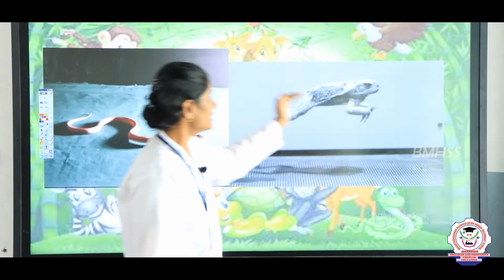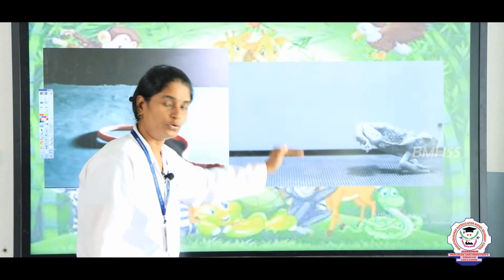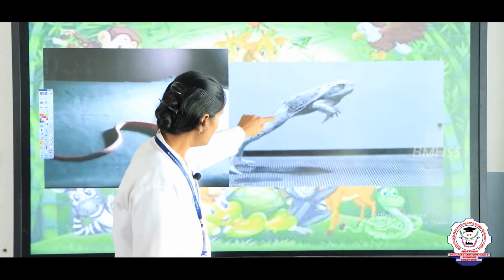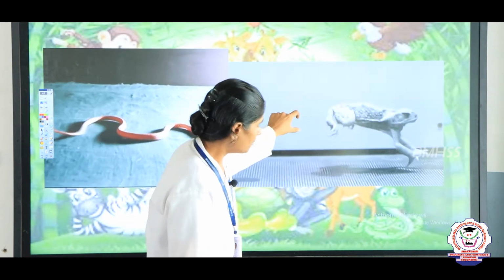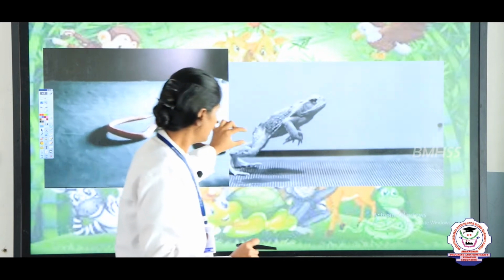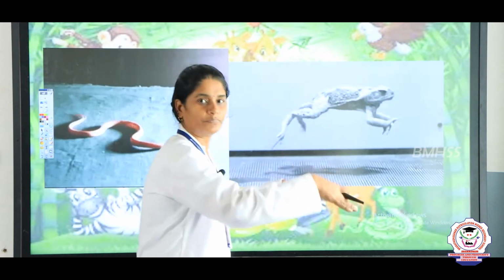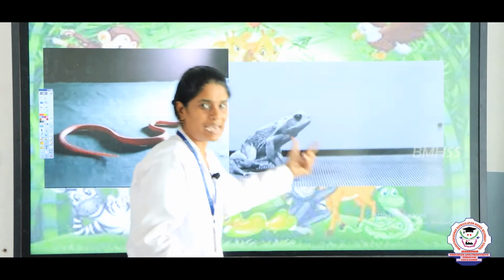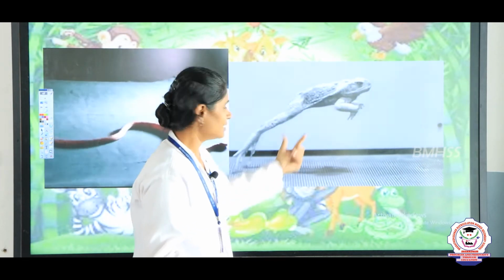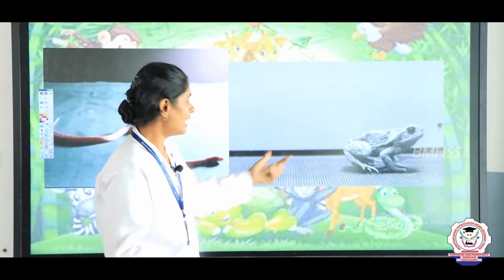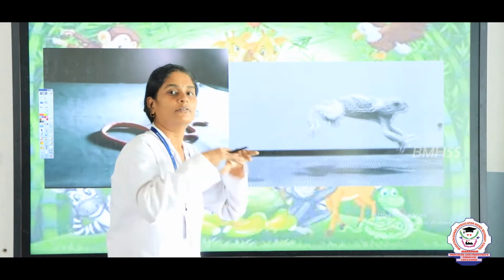And also you can see frog. Frog also uses strong hind legs, right. The lower part of the legs is stronger than the upper part. They use the very strong hind legs to hop and jump on the land, right. But in the water they swim with the help of webbed feet. Using the webbed feet, frogs swim in the water.